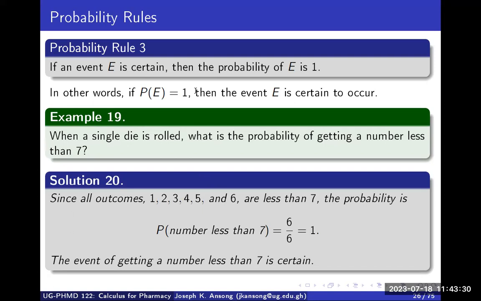For example, when a single die is rolled, what is the probability of getting a number that is less than 7? Well, when we roll a die, we'll always get a number between 1 and 6. So there will always be less than 7. So we are certain that the number we're going to get will be less than 7. And so the probability of that will be 1. Probability of the number less than 7 will be equal to 1. Okay, so that's rule number 3.